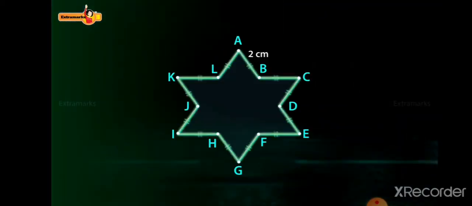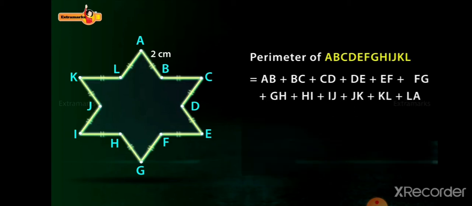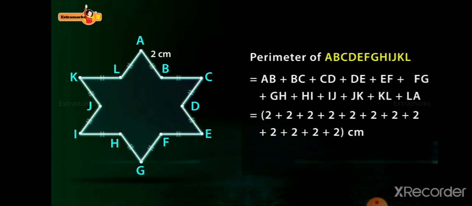Now look at the following figure and calculate its perimeter. We know that perimeter is the sum of the lengths of its sides. So, the perimeter of the given shape is 24 centimeters.